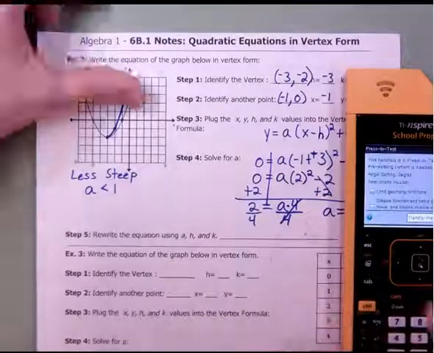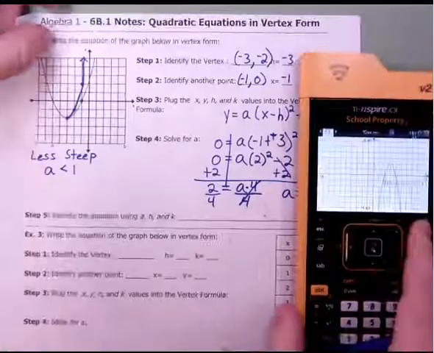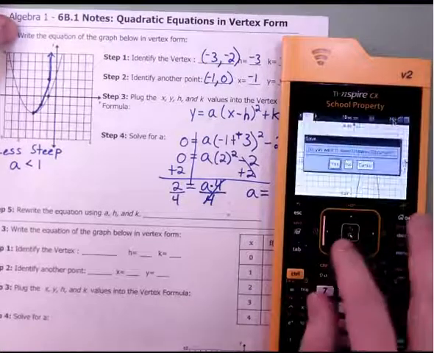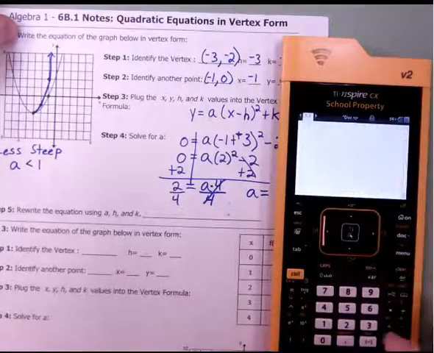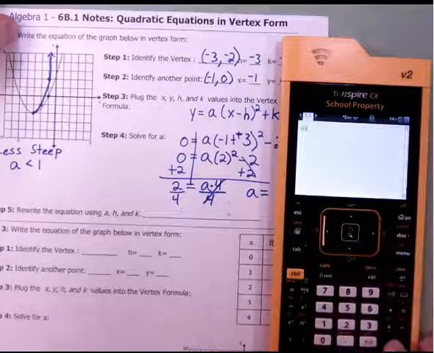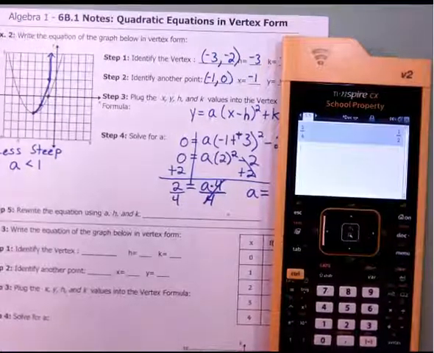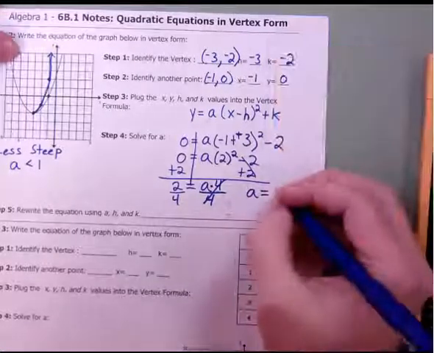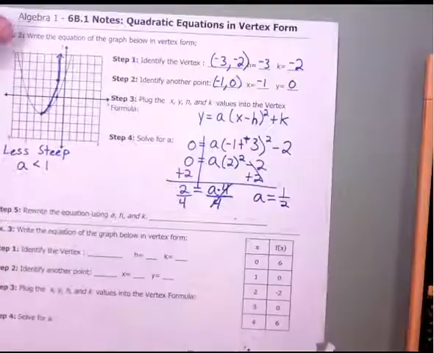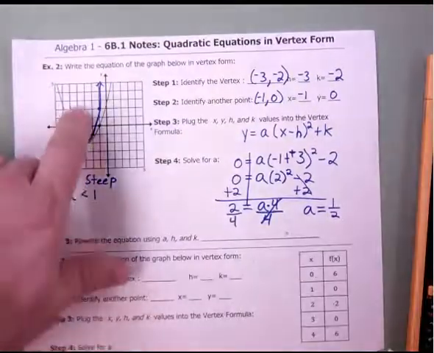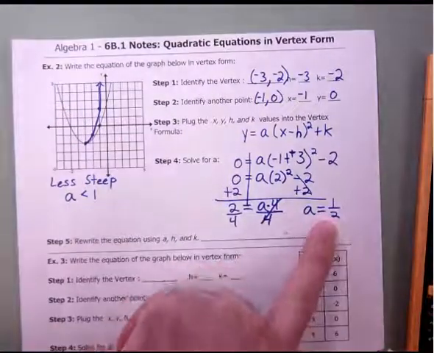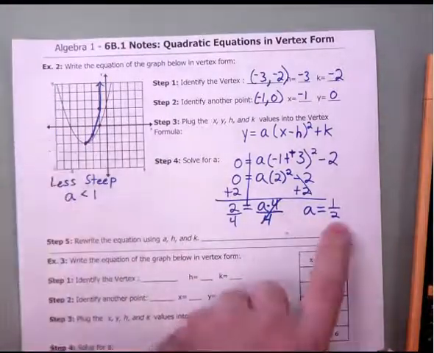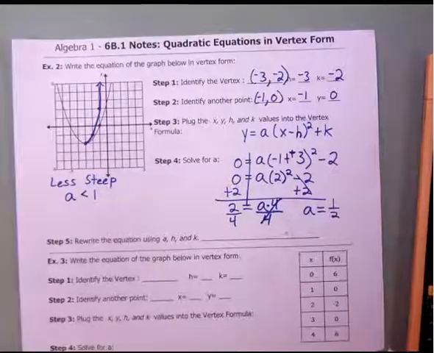If you're not sure about your reducing, or you just want to have a little extra confidence as far as reducing when the numbers start getting a little bit harder, you're going to add a calculator. And if you just type in 2 divided by 4 and hit enter, the calculator is going to reduce it to the best fraction, or the smallest fraction it can. So a equals 1/2. So it's opening up, so it should be positive, which our a value is positive. It is less steep than our parent function, so it should be less than 1, which clearly 1/2 is less than 1.